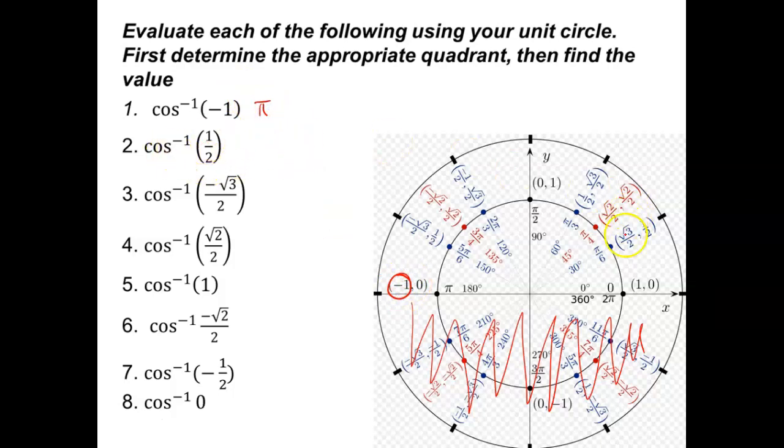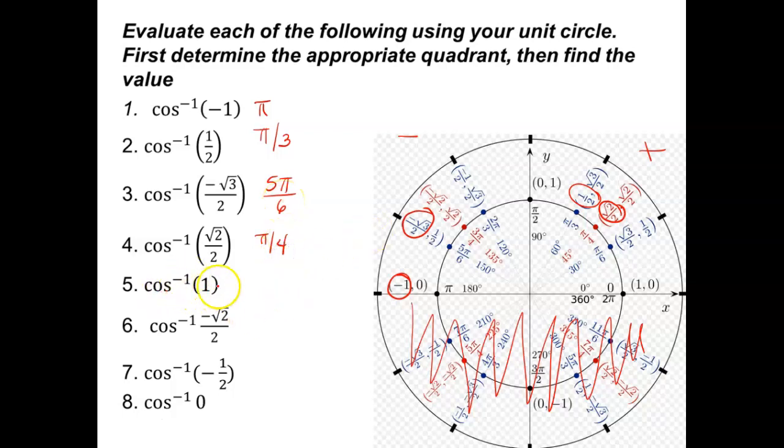If I'm looking where cosine is 1/2, cosine again is the first coordinate, and I want the positive, so that's going to be the first quadrant here. So this is going to be pi over 3. Here I'm looking where cosine is negative, so negative in the second quadrant, and I want it to be negative square root of 3 over 2, so that's going to be 5 pi over 6. Inverse cosine of square root of 2 over 2. So we want to know where is cosine square root of 2 over 2. That's going to be here. So my answer is going to be pi over 4.